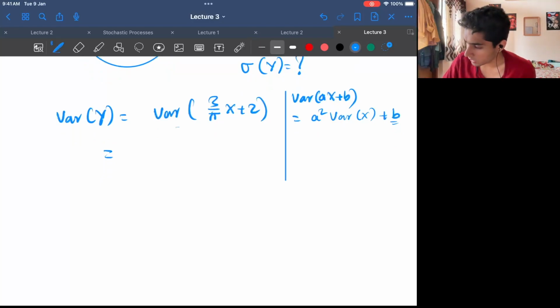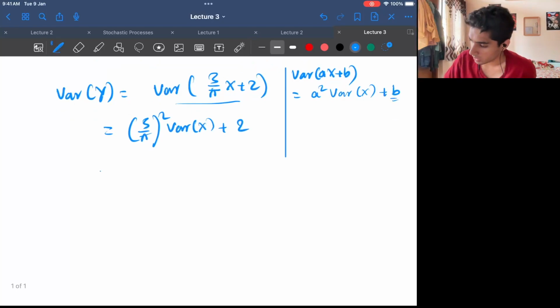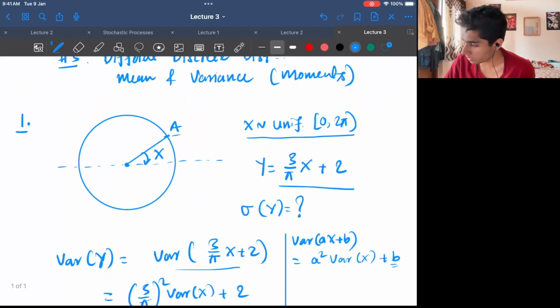So this will become (3 by pi) whole square times variance of x plus 2, right? And this is 9 by pi square times variance of x. So x is coming from uniform 0 to pi.